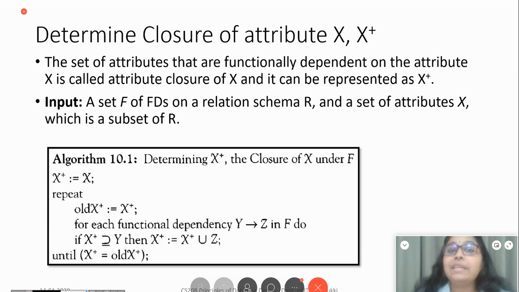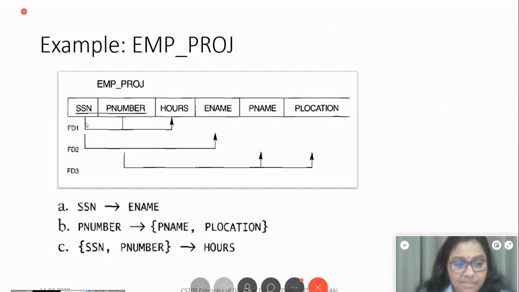We take the example of the previous FD. When we introduced the concept of FD, we saw the same example. Here in this employee project relation, there are three FDs existing. FD1 is SSN and P number determines hours, which is C. FD2 is SSN determines E name, which is A. And FD3 is P number determines P name and P location, which is B.